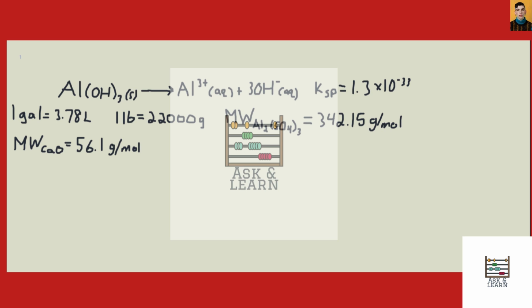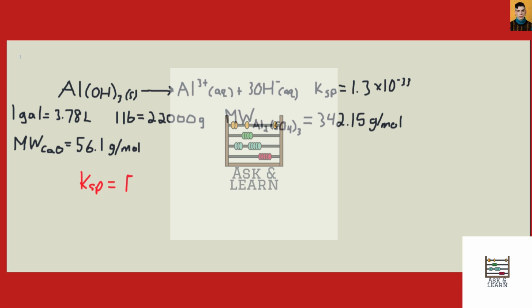All right, guys, we're doing problem number 90 of chapter 18 in Chemistry: The Central Science. The precipitation of aluminum hydroxide, with Ksp 1.3 times 10 to the negative 33, is sometimes used to purify water. Estimate the pH at which precipitation of aluminum hydroxide will begin if 5 pounds of aluminum sulfate is added to 100 grams of water.